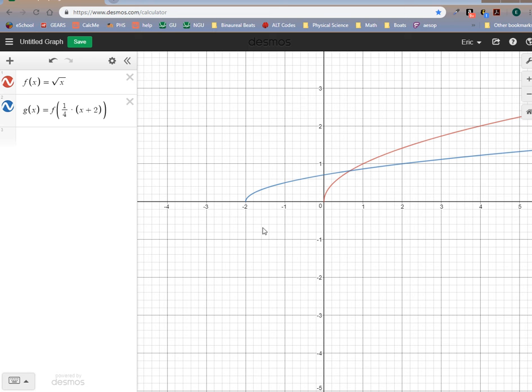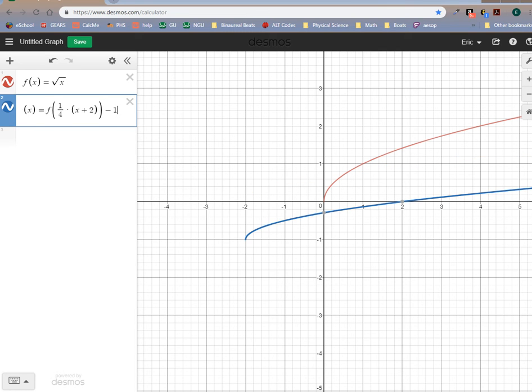So now what if I also want to translate this thing, let's say 1 down? So outside the parentheses, I'm going to do minus 1. Okay, good. So now here's a challenge for you. Now the topic for the day is reflections. So what do you think if I wanted to reflect, let's say I'm going to go back a step, and I want to reflect this thing over the x-axis. What could I do? What do you mean by negative?